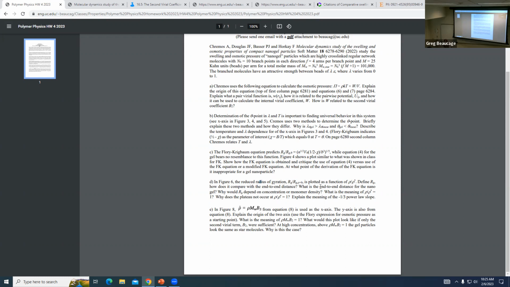So what is it, and why is he plotting it this way? One thing: if you have a branched molecule, there's no end-to-end distance because it's got too many ends, so you can't tell which one to pick. The radius of gyration becomes more reasonable.